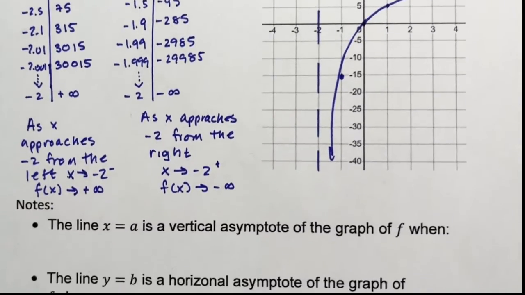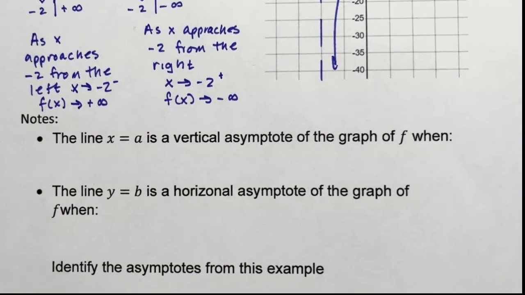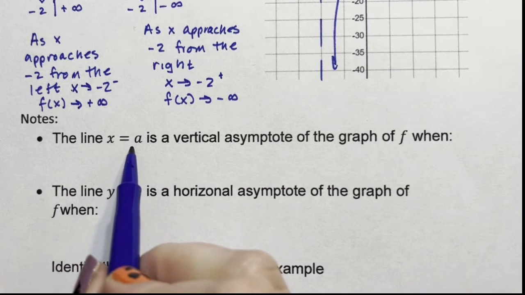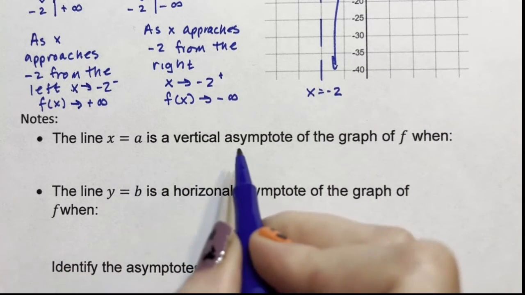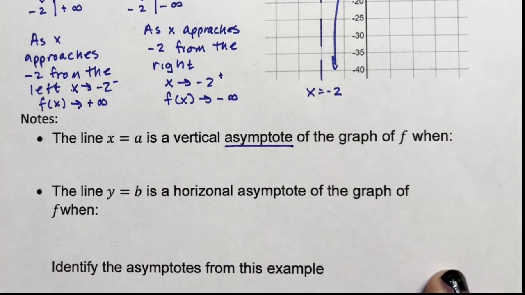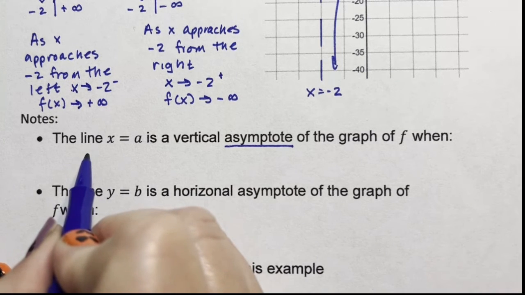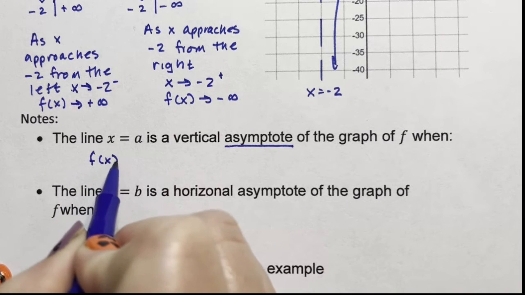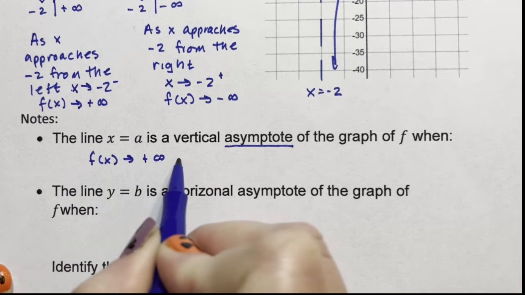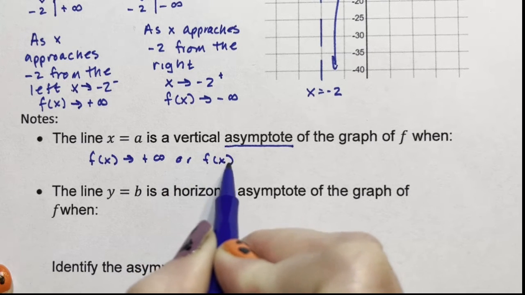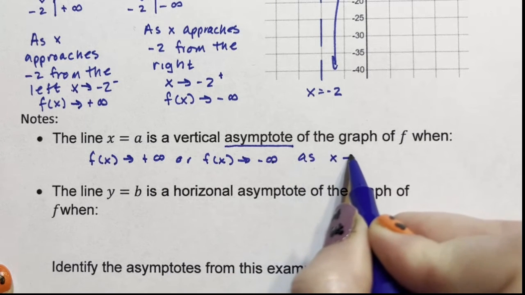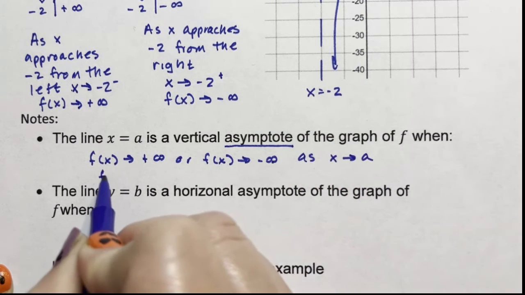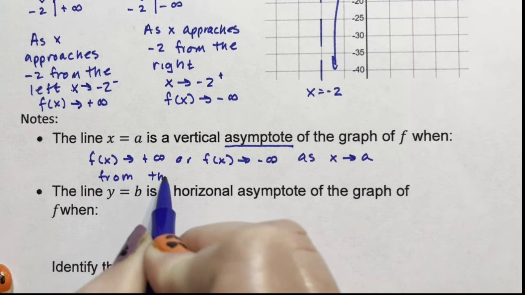So some notes. The line x equals a, that's this line right here, x equaling negative 2, is a vertical asymptote of a graph. Asymptote is one of my favorite math words. And it happens when f of x approaches positive infinity, or f of x approaches negative infinity, as x approaches a from the left or right.